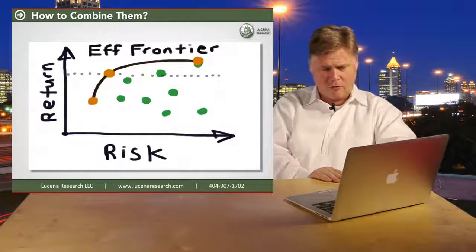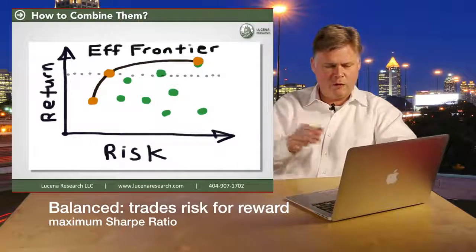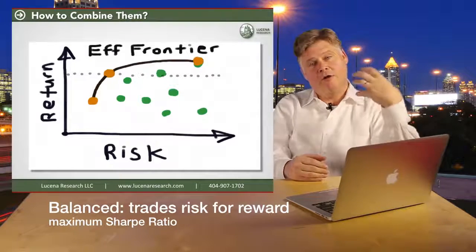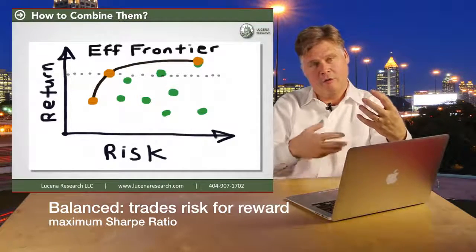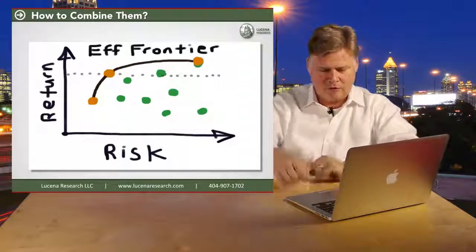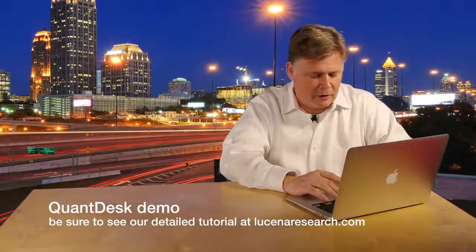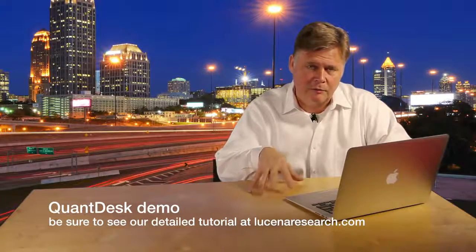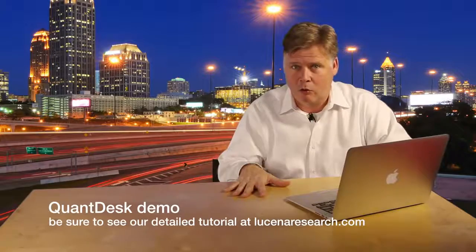There's this other interesting point along that line, which we call balanced, which is in between the two, and that's the one that maximizes the ratio of reward or return to volatility. That one maximizes the Sharpe ratio. Okay, so let's look at a couple examples with QuantDesk. Again, there's another video that goes into much deeper specific examples on how to work with our portfolio optimizer. Let me just show you a couple simple ones that I've put together.